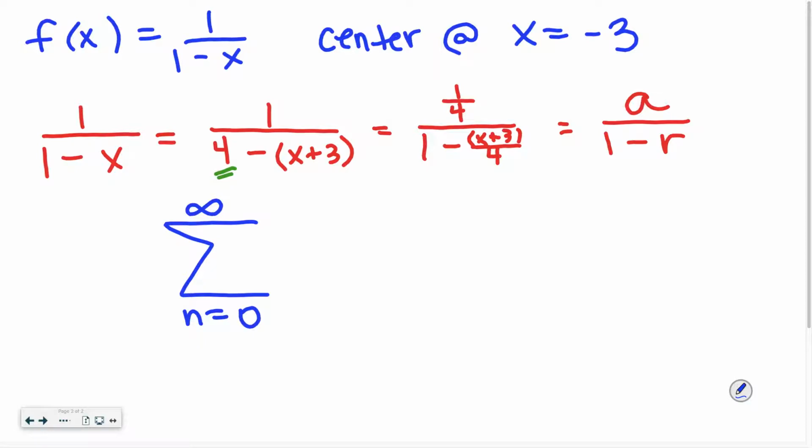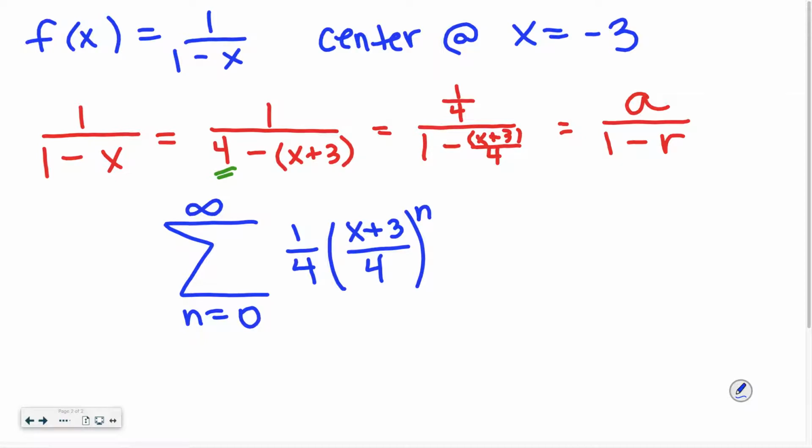Okay, so we have the series from n equals 0 to infinity. A, our first term, would be 1/4. And then our r would be (x plus 3) all over 4, to the n power.